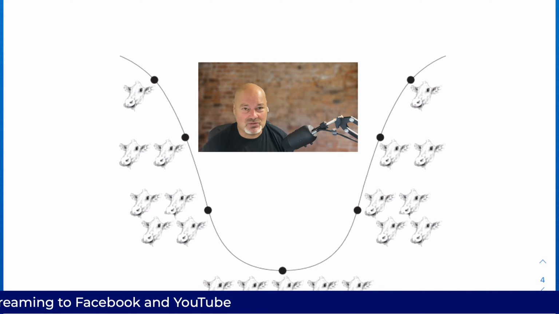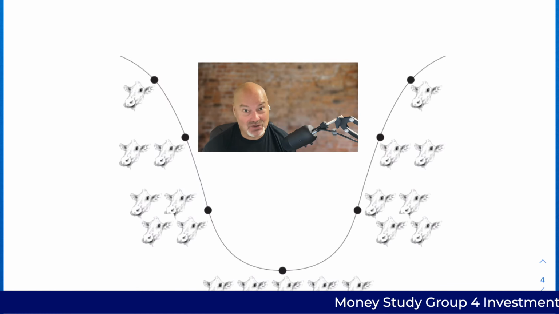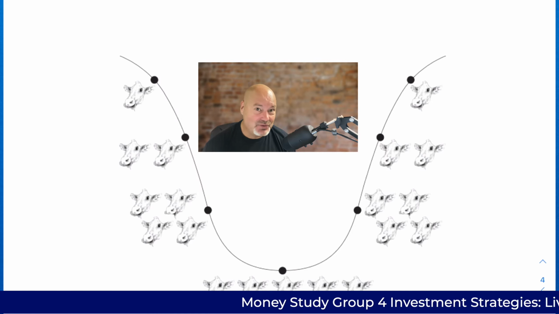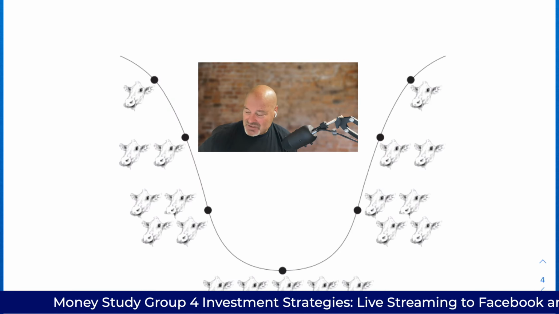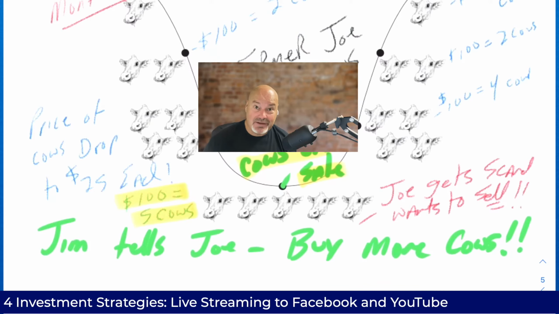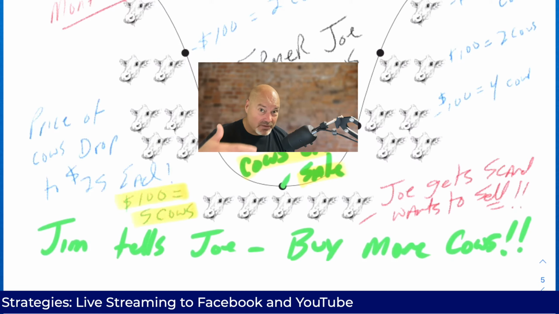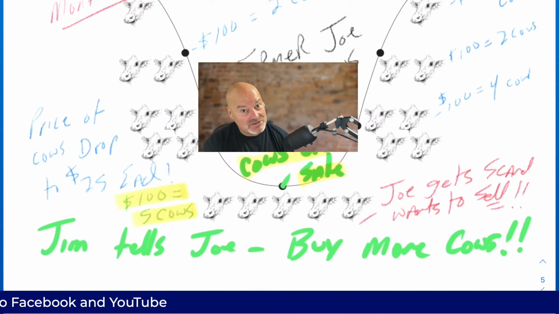Yeah, I'm saying, Joe, dude, look, you were spending $100 a head. Now they're $20 a head. I'd sell my John Deere tractor and I'd go buy more cows. And that's what I told Joe. I'm like, dude, do not sell your cows. So as you can see, the next month, cows went back up to $25 a head. And Joe stuck with the program and he bought 4 cows because he was investing $100 a month.